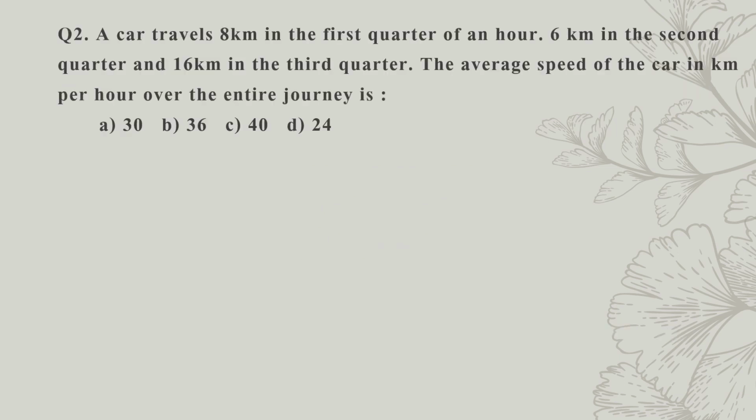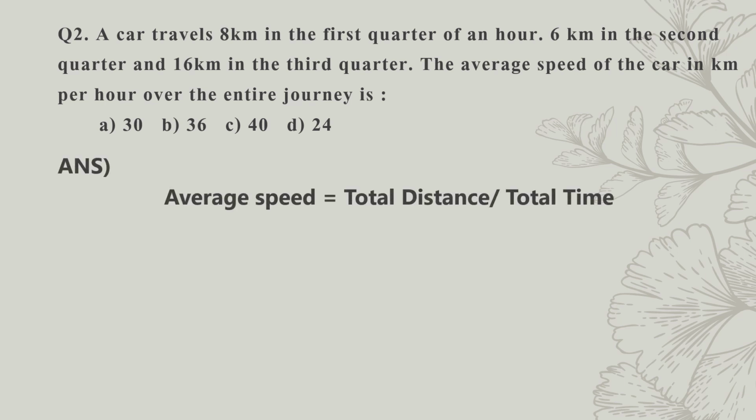A car travels 8 km in the first quarter of an hour, 6 km in the second quarter, and 16 km in the third quarter. The average speed of the car in km per hour over the entire journey is: option A 30, option B 36, option C 40, and option D 24. So, we need to calculate the average speed of the car for the entire journey.